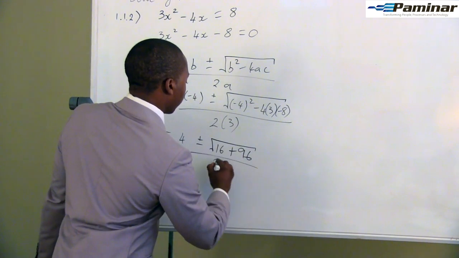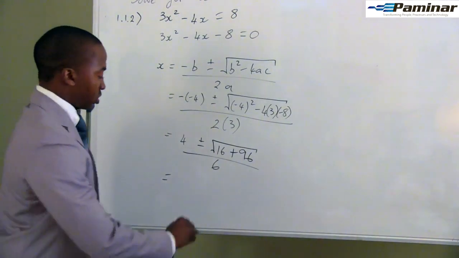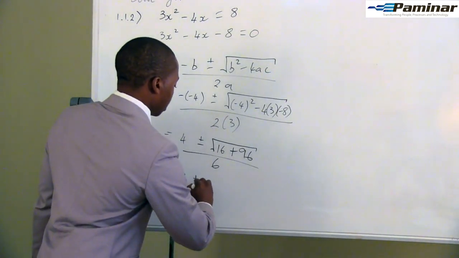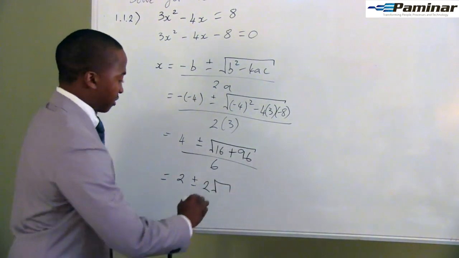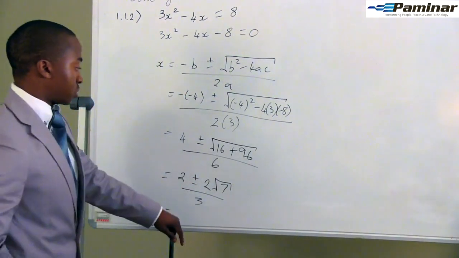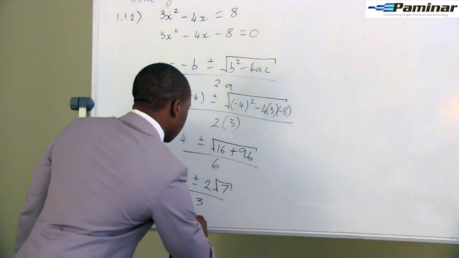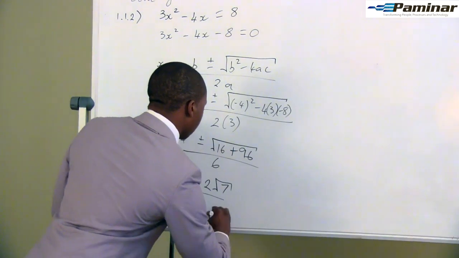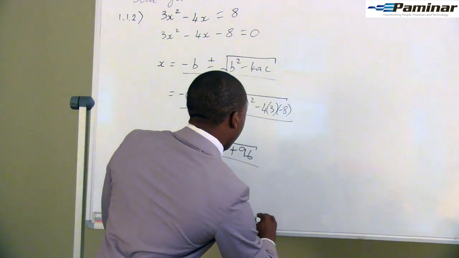Okay, all over 6. And then all in all, eventually, you should have 2 plus or minus 2 the root of 7, all over 3. And then your two solutions, one will be the positive, the other will be the negative, should be 2.43 or negative 1.10.